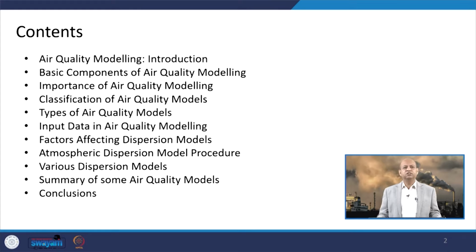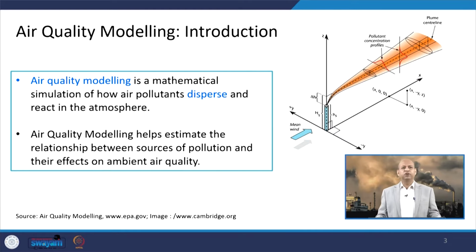Then what is the atmospheric dispersion modeling procedure: how input parameters are incorporated into the model, how it is processed, how output is taken, and all those kinds of things. Then different kinds of dispersion models we will discuss, and we will summarize some air quality models, because there is a lot of variety of air quality models, but we will discuss very few of them, and later on we will conclude.